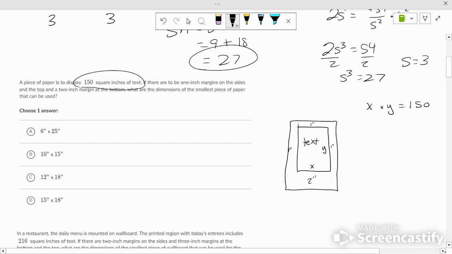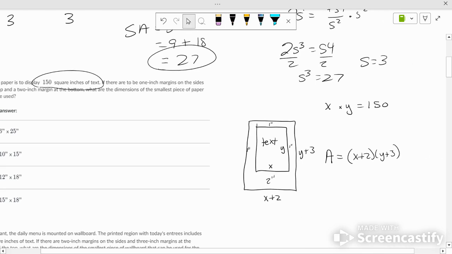So my new width is X plus 2. My new height is Y plus 3. So the area of the paper in the end should be X plus 2 times Y plus 3. You all right with that? 1 inch at the top, 2 inches at the bottom, Y high. So Y plus 1 plus 2 is Y plus 3.